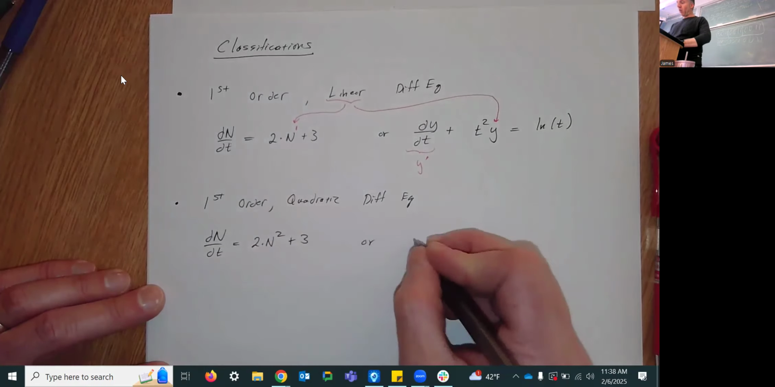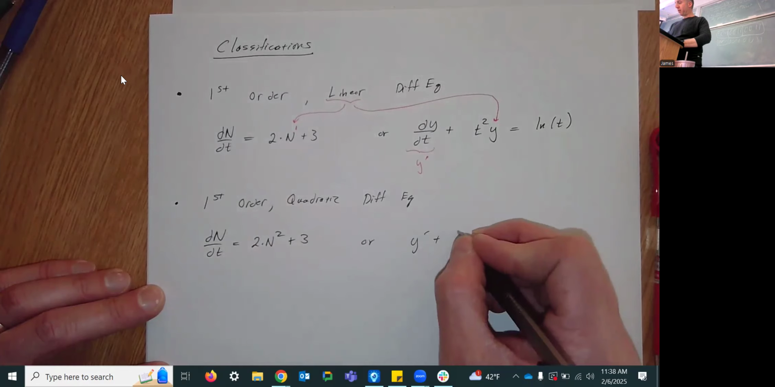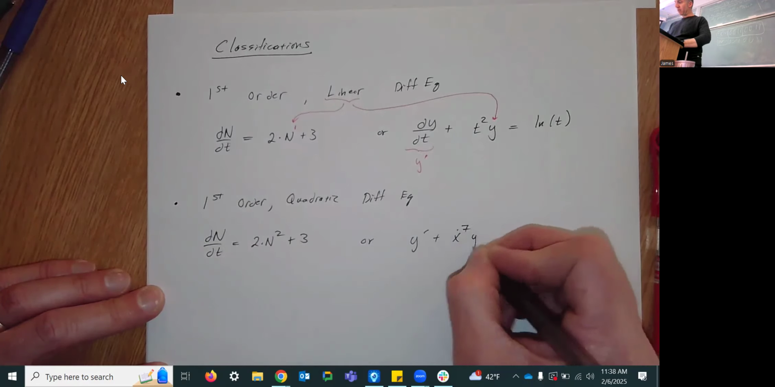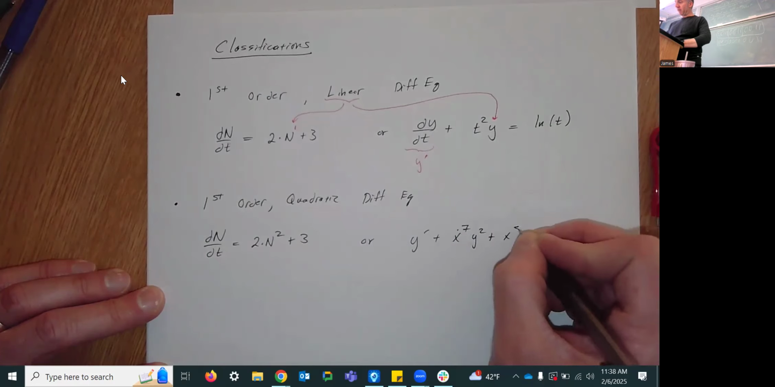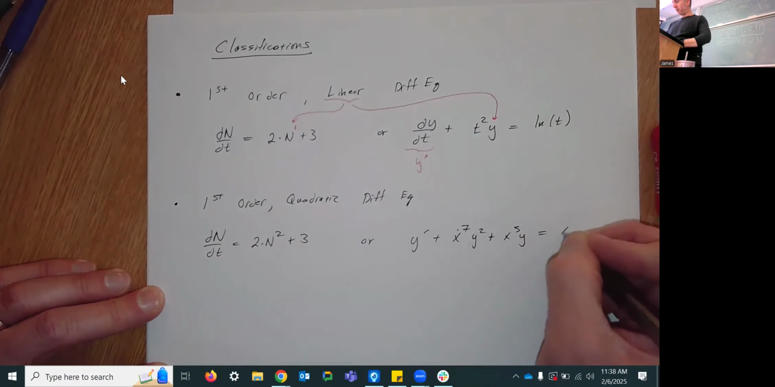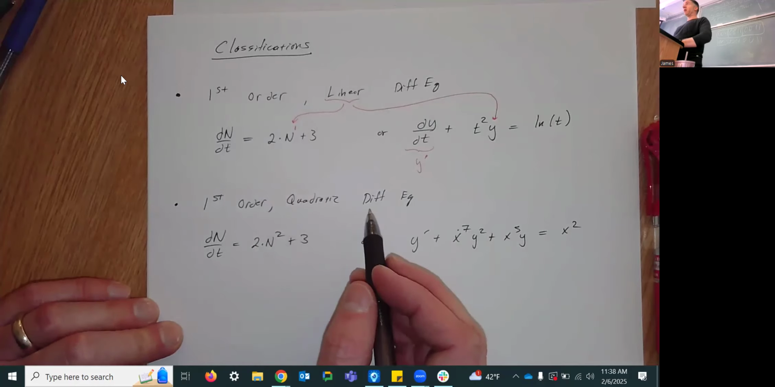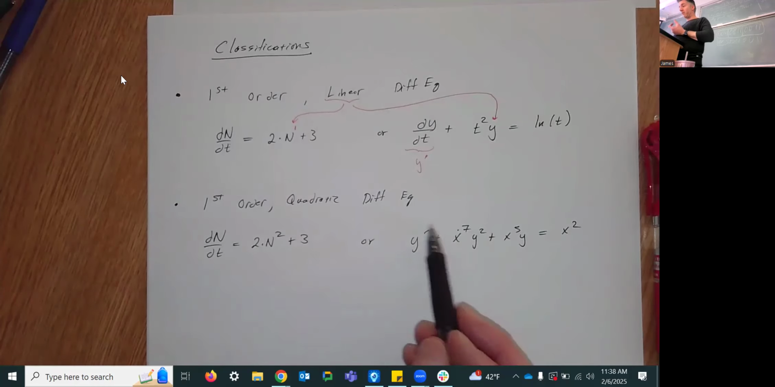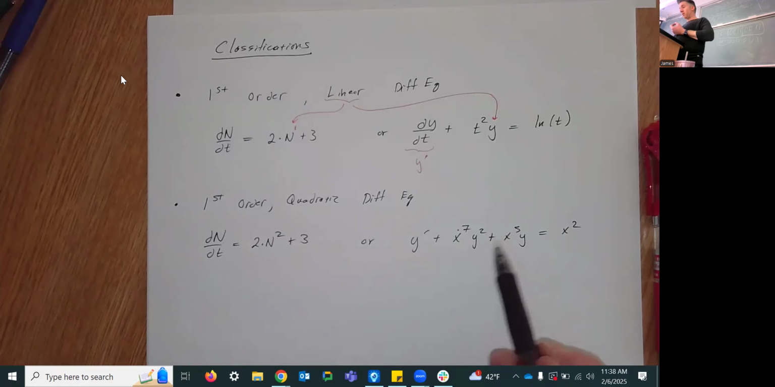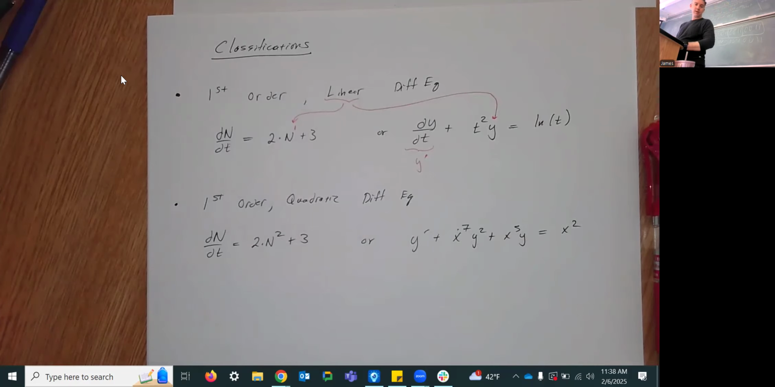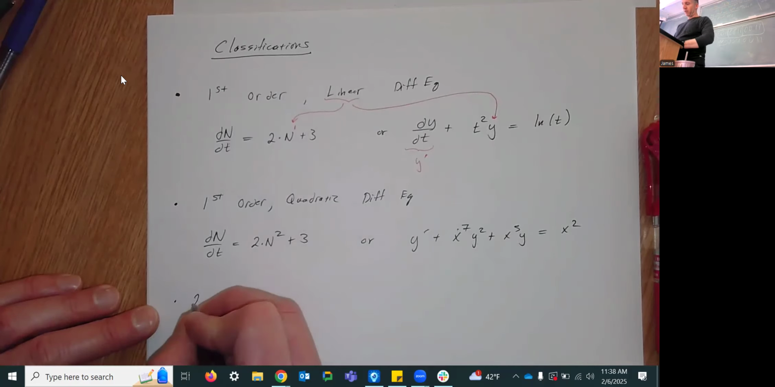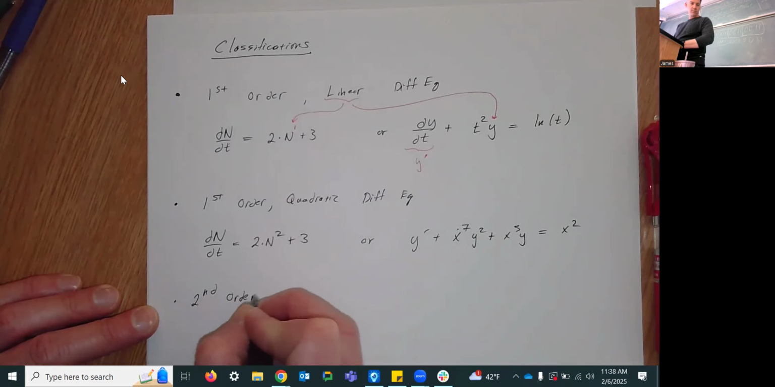Or it could be something like y prime plus x to the 7th times y squared plus x to the 5th times y equal to x squared. Also a first order quadratic differential equation, not linear, because for the function y, I only have its first derivative, and I only have a second power or a first power of y. Nothing higher, nothing weird.